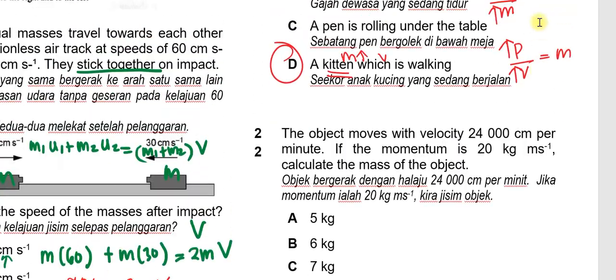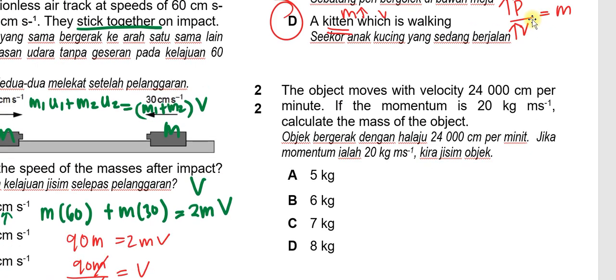Okay, next one. The object moved with velocity 24,000 centimeter per minute. Nampak? Okay, dia dah mula dah. If the momentum is 20 kg meter per second, calculate the mass. Yang ni tak payah initial ini semua. Ini P equal to mv saja. Okay, because why I know like that?